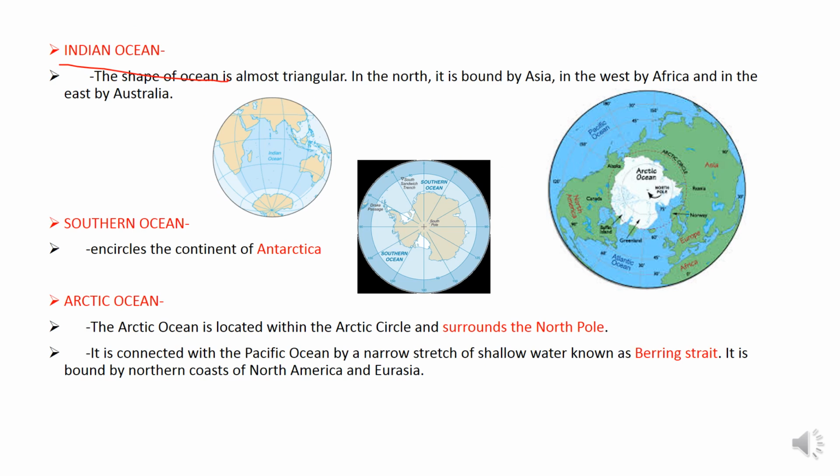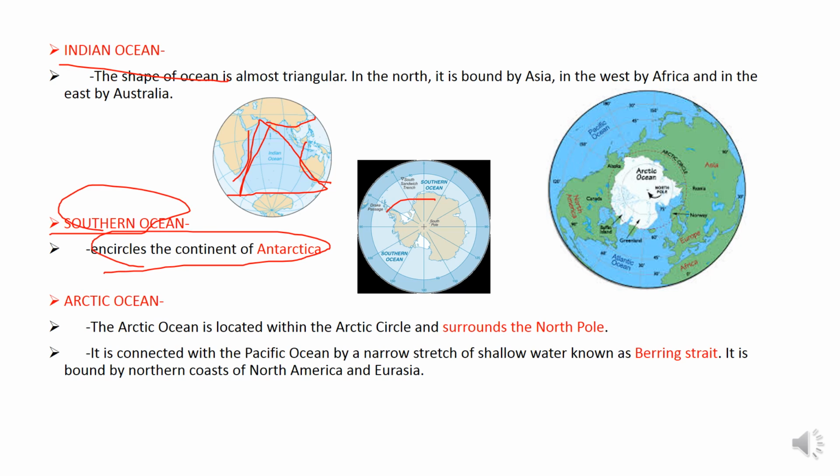Indian Ocean. The shape of the ocean is almost triangular, and it is named after country India. In the north, it is bounded by Asia, in the west by Africa, east by Australia. Southern Ocean encircles the continent of Antarctica. Arctic Ocean. It is located within the Arctic Circle and surrounds the North Pole. It is connected with Pacific Ocean by a narrow stretch of shallow water called Bering Strait. This is the narrow stretch of water called Bering Strait. It is bounded by north coast of North America and Eurasia.